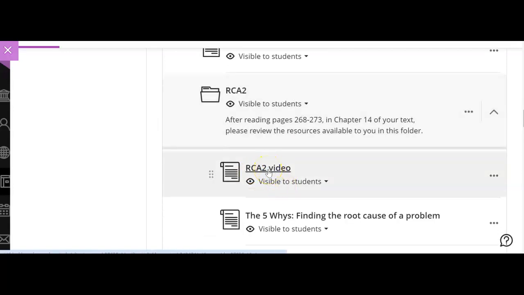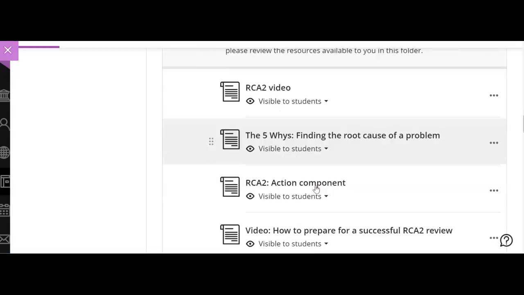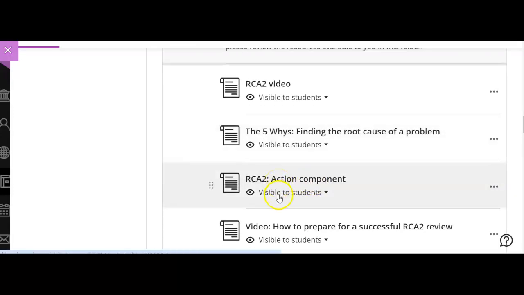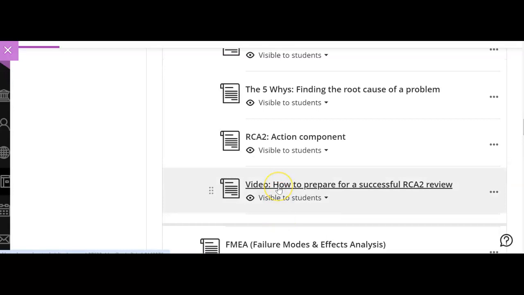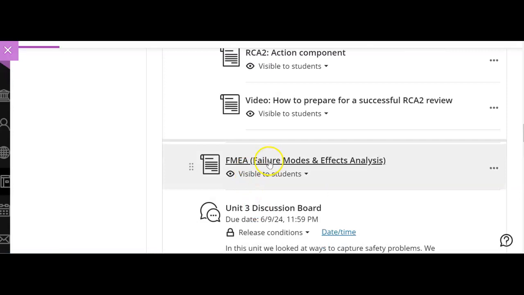cause analysis squared, the 5 whys, a document on finding the root cause, an action component, and another brief video. So it's just furthering your information on root cause analysis. And then you're going to see that the next item is not a folder, but just another document, on failure modes and effects analysis.